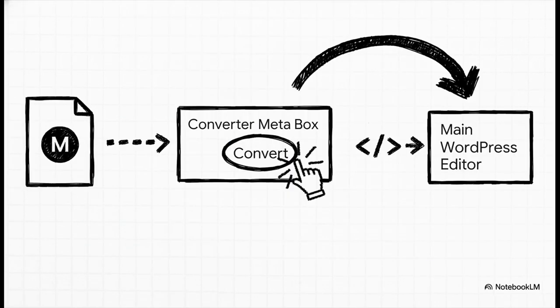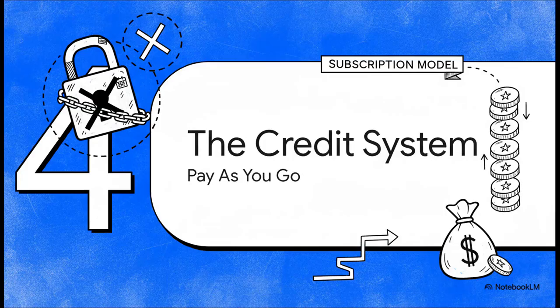And here it is, the moment of truth. This is literally all you have to do. You paste your Markdown text in the box, you click one button, Convert to HTML, and bam! It instantly converts it and injects that beautiful, clean HTML right into the WordPress editor for you. It is absolutely seamless.